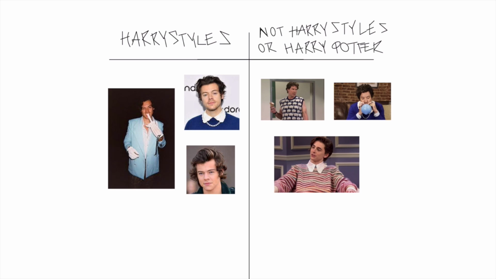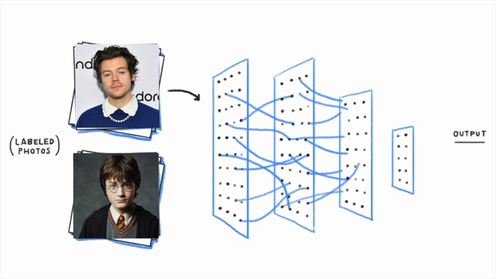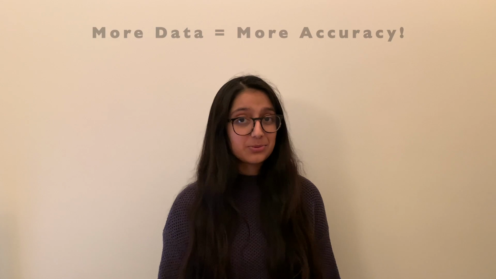Now that our machine can recognize the two Harrys, let's see if it's smart enough to tell them apart from one another. Here, we're feeding our machine an image of Harry Styles. It'll use all the knowledge it gained from studying the data in order to tell whether this image is of Harry Potter or Harry Styles. See, that's why collecting data is so crucial for machine learning. The more data, the more accurate the algorithm's predictions will be.